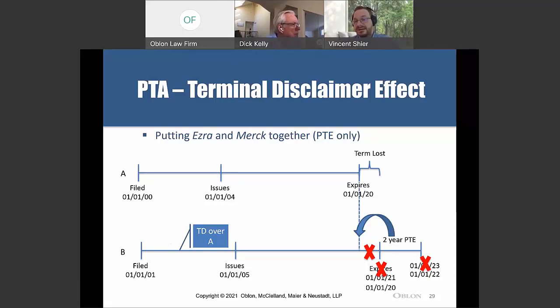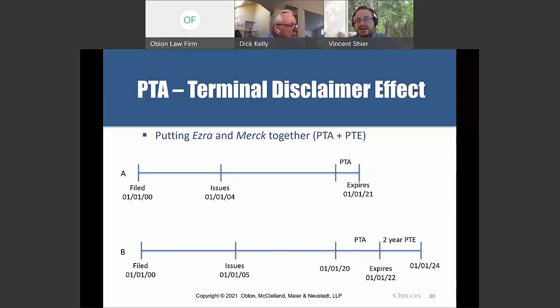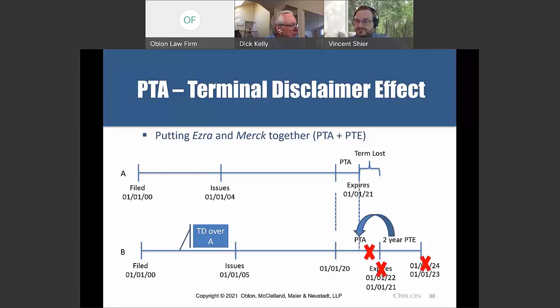You just slide the base date for the 2-year window; it just moves over to the expiration of A. And it wouldn't matter even if we added in patent term adjustment on patent A, it's the same impact. The disclaimer just shifts the focus and the calculation over to the end of the expiration, the full statutory extension accounting for PTA of patent A.